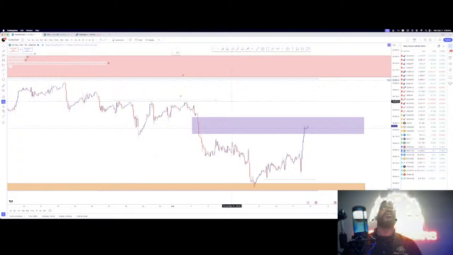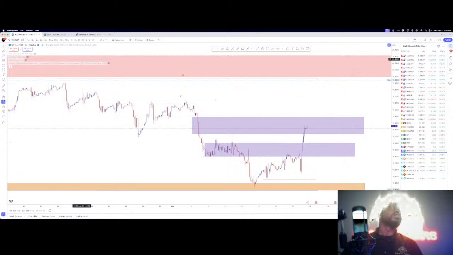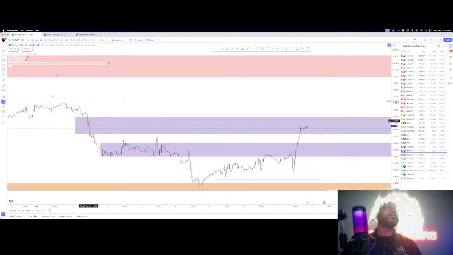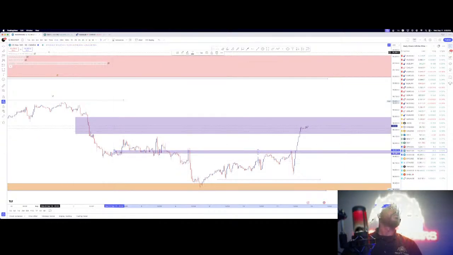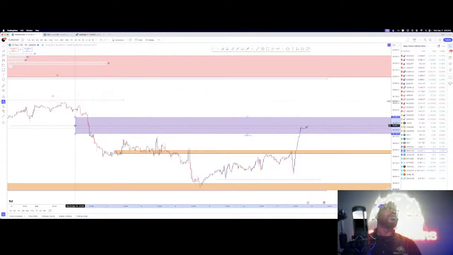Let's look at this area of structure right here. See if price left any clues. So with NASDAQ, we'll look for buys. We'll also look for this level here to be retested.